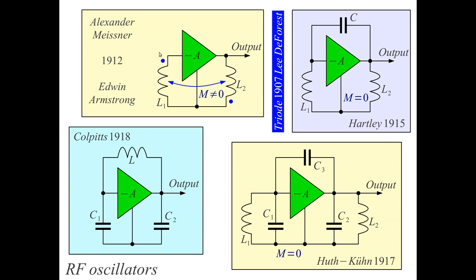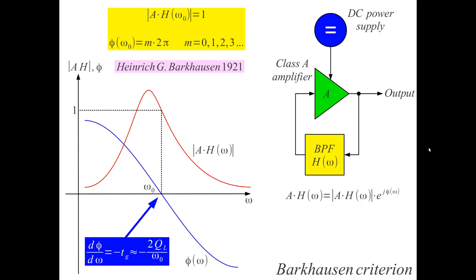So, regardless of the oscillator circuits, all oscillators actually operate in the same way. We have to provide feedback from the output to the input with the correct phase and with some gain greater than unity. Let's see how this works out. And the important criterion for us is the Barkhausen criterion from 1921, so more than 100 years ago from now.